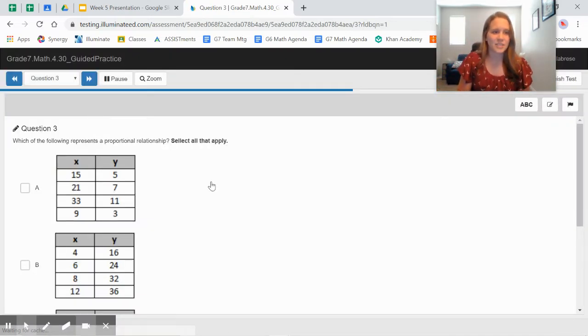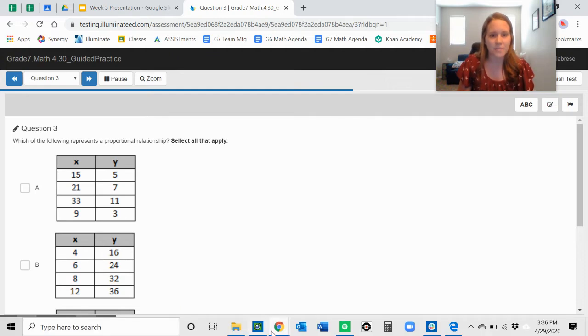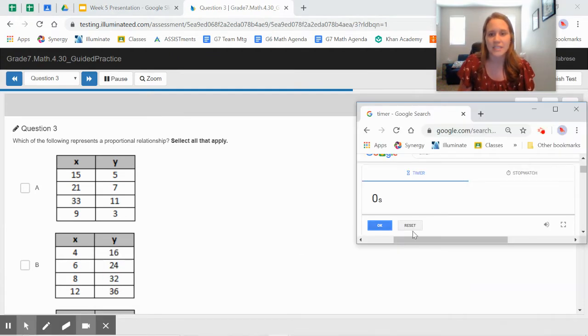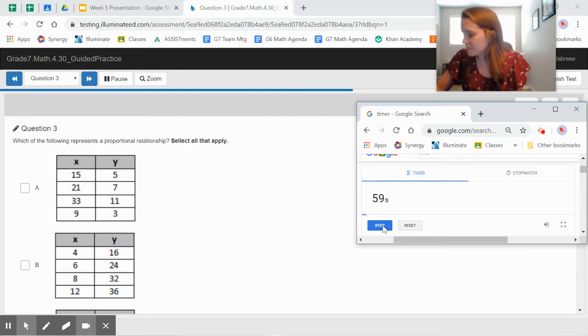All right, question 3 has 4 answer choices. I can't show them all to you at the same time, so I'm just going to give you 1 minute to think about A and B, and then we'll do 1 more minute for C and D after, okay? Which of the following represents a proportional relationship? We are going to select all that apply, so I'm looking for possibly more than one answer here, okay? 1 minute starts now. Go.